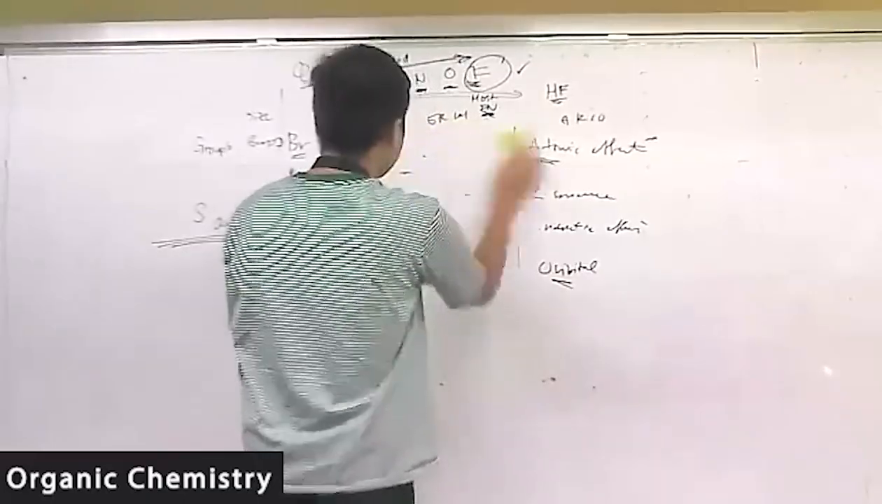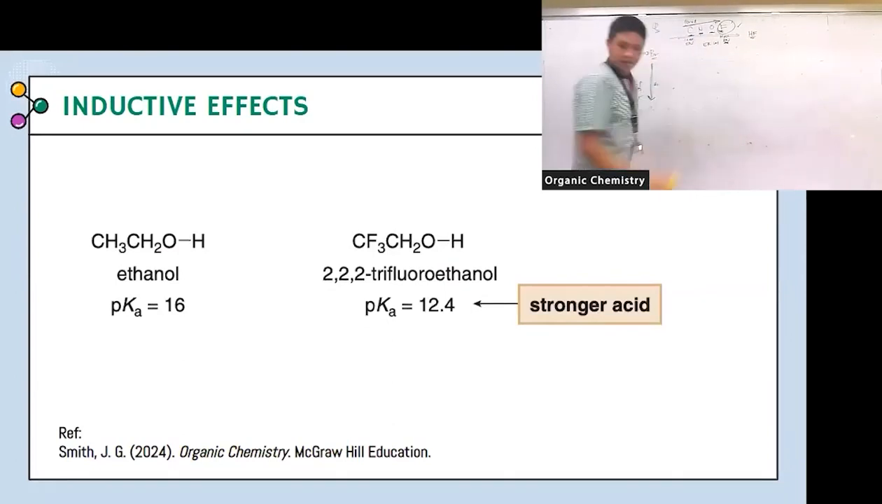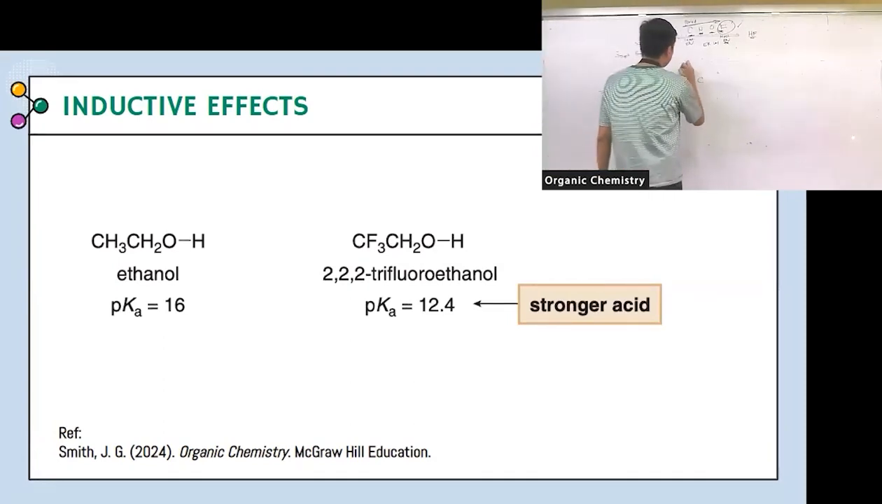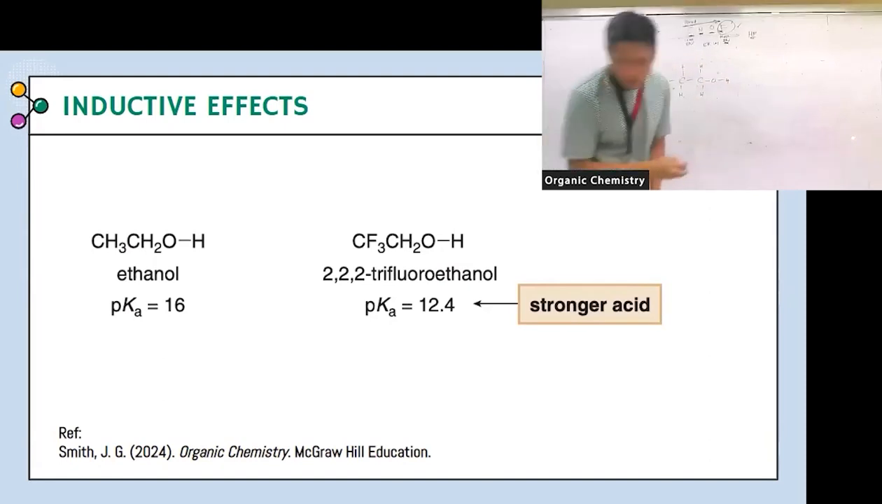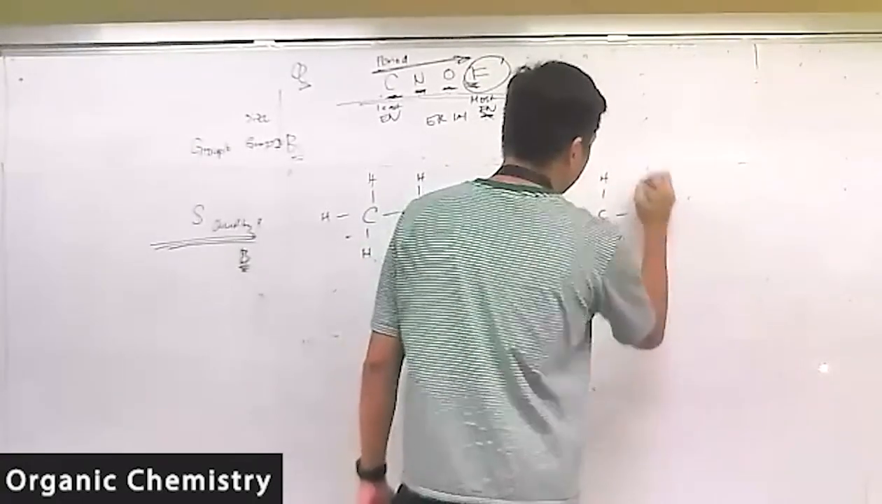Okay, so for the next, I did not go in order, but for the next factor, we have inductive effect. So again, we have a pair of examples. We have a pair of compounds on the screen. You have ethanol and trifluoroethanol. I'll draw it now. Ethanol looks like this, and trifluoroethanol looks like this. So you can visualize, no?